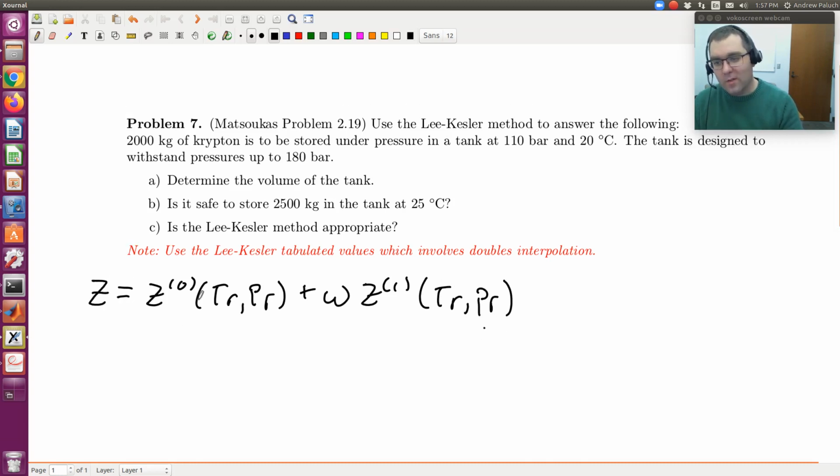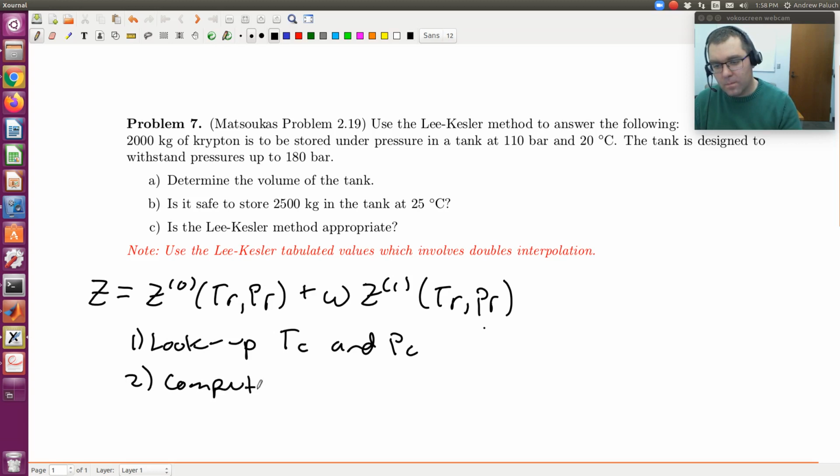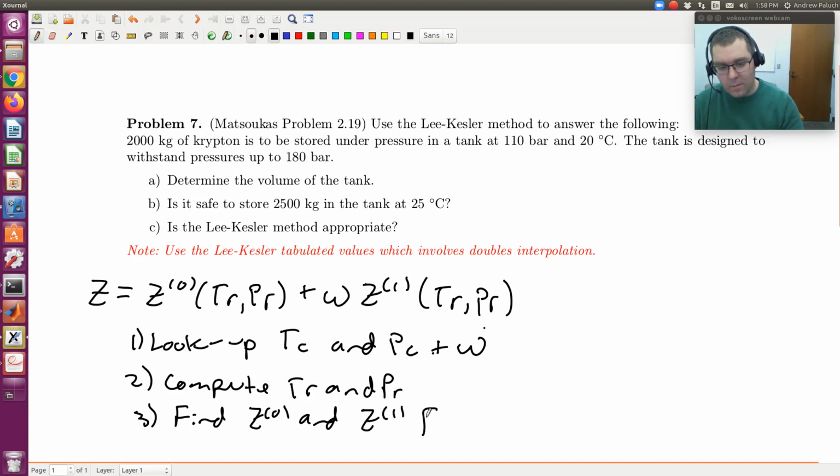So the strategy of solving these problems is we first need to look up TC and PC, and omega. Once we look those up, since we're given P and T, we can compute TR and PR. And then, step three would be to find Z0 and Z1 from tables.